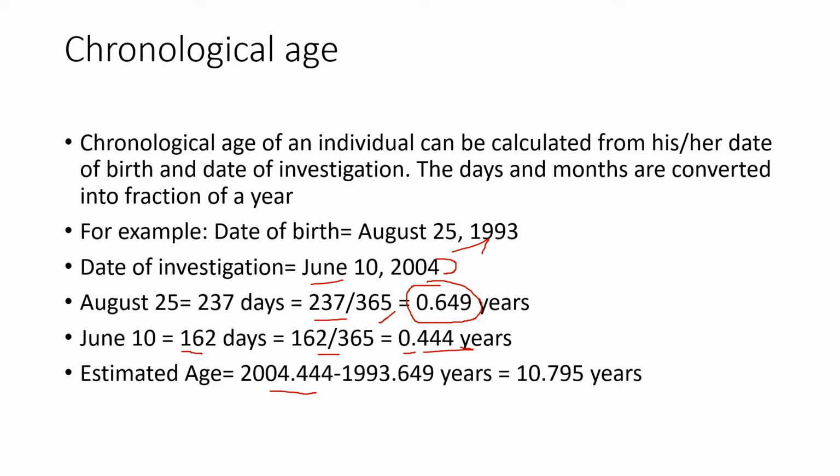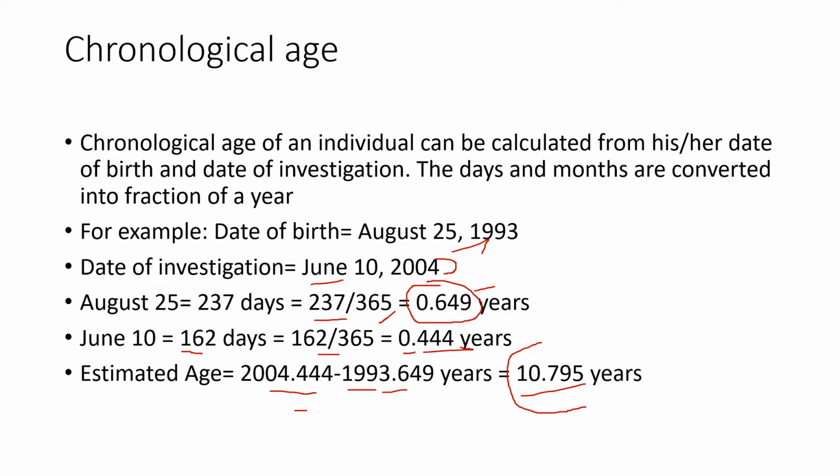So 2004.444 minus 1993, which is the date of birth, point 649. This is the figure written here. All right, so 2004.444 minus 1993.649 equals 10 years, 795. All right, so guys, let's move further.